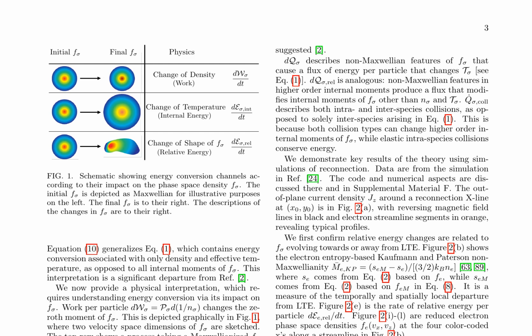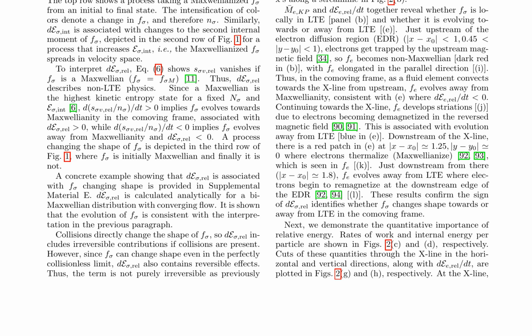The paper then presents results from simulations of reconnection, demonstrating the key aspects of the theory. These simulations show that the phase space density evolves towards or away from Maxwellianity, depending on the specific conditions. The authors utilize a measure of non-Maxwellianity, the Kaufman and Patterson non-Maxwellianity, to quantify the departure from LTE. They also calculate the rate of relative energy per particle, which aids in understanding the evolution of the phase space density. The paper also discusses the importance of relative energy in the context of the simulation results.